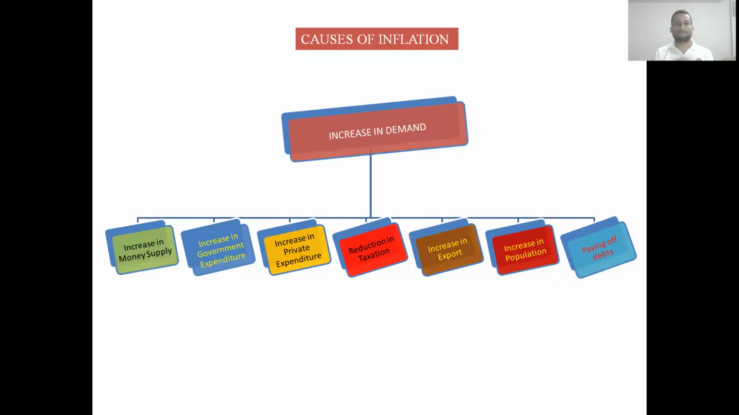So first, increase in money supply. We know that money supply can take place through deficit financing and expansion of more credit. As there is more deficit financing, that means creation of new currency in the economy by the government to reduce its deficits in its budget. This is called deficit financing.